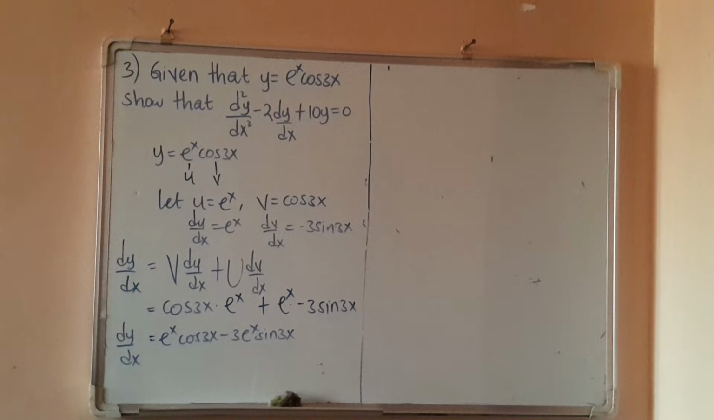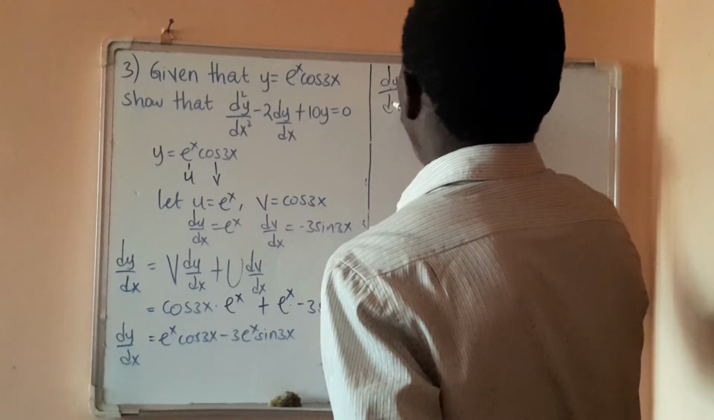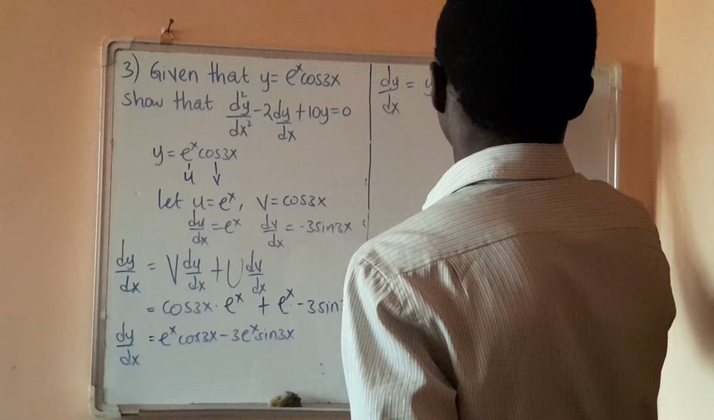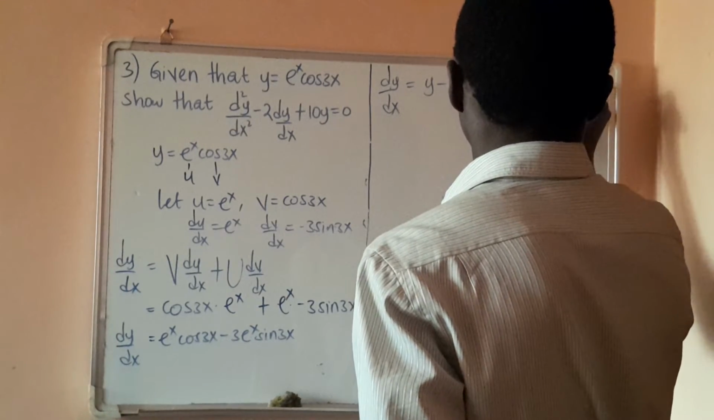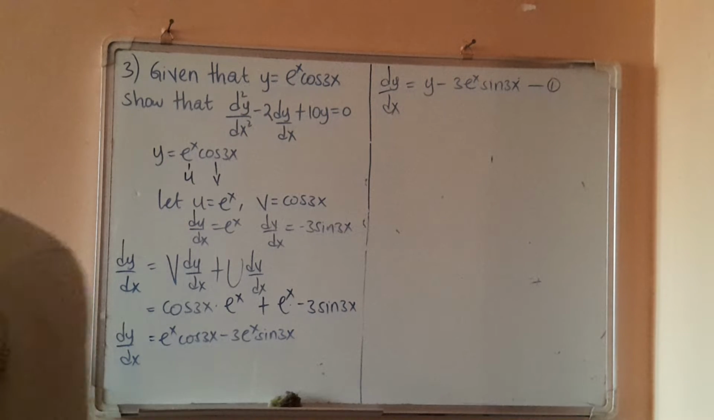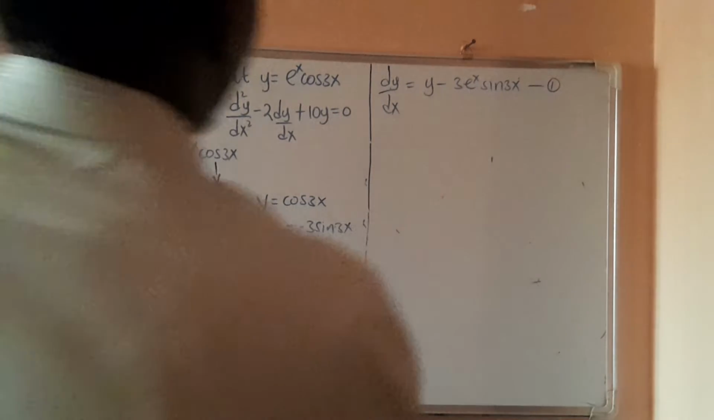We can do what? We can substitute y. So our dy dx is equal to y minus 3 exponential x sine 3x. Maybe I can call that equation 1. I've substituted e to the x cos 3x, I've substituted that value. Now we are going to obtain the second order derivative. We are going to differentiate this.